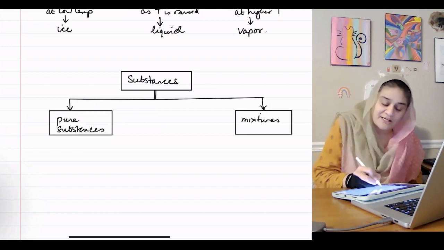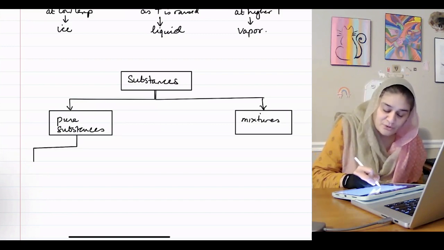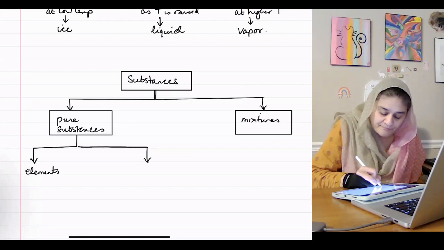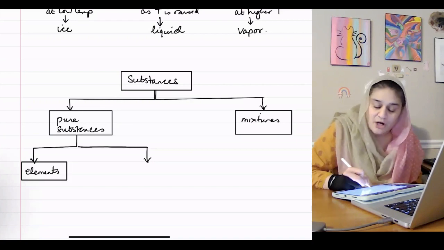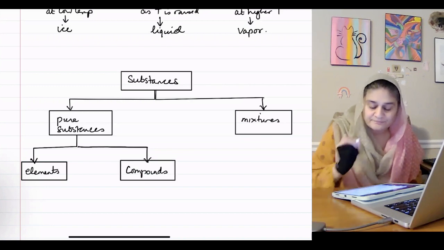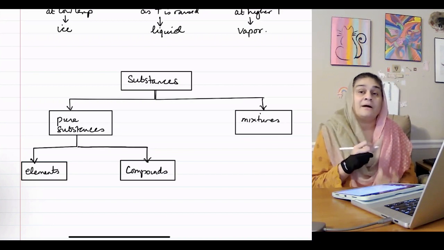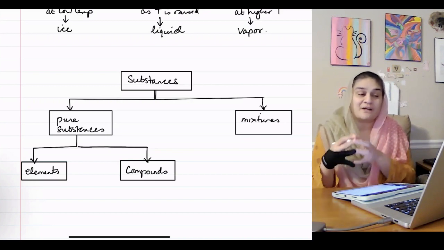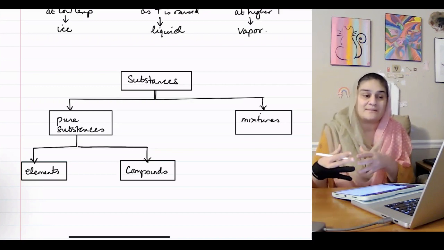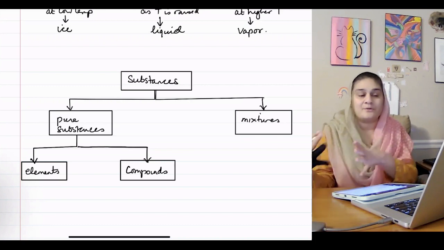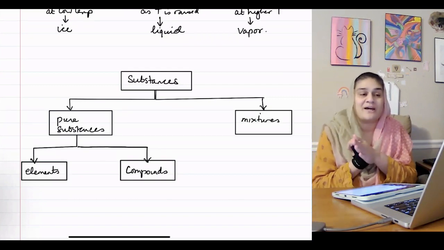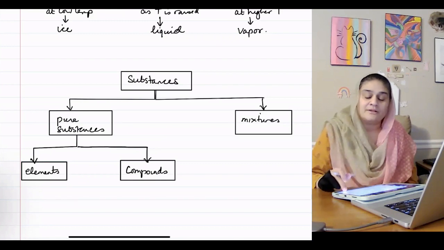Now, pure substances can further be divided into two parts: elements and compounds. Elements contain the same kind of atoms and have well-defined properties, whereas compounds contain atoms of two or more elements, again with well-defined properties. The difference is that elements have one type of atom, whereas compounds may have more than one type.